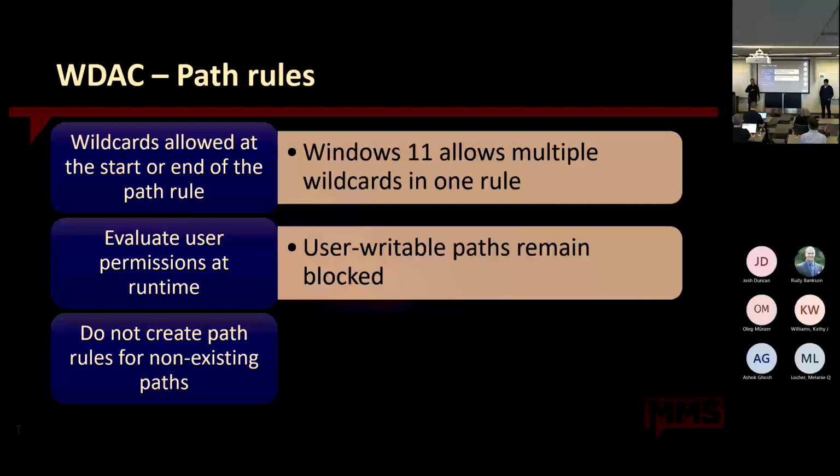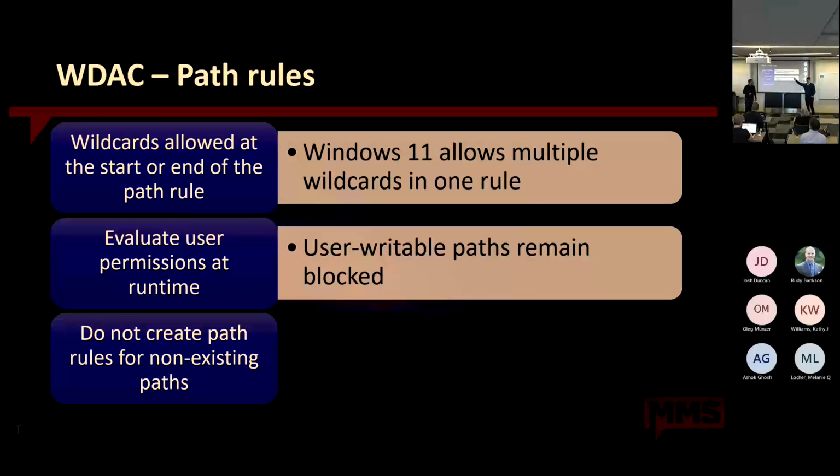This is evaluated at runtime, meaning that if suddenly you want to execute a file, WDAC will check if that path was user writable. If it was, it will block the file from executing. If it was not user writable, it will just go on and allow you to run it. Normally if you browse to Program Files, you are not allowed to write there, just read, and then it would allow it to execute. If you are allowed to write there, it will block it from executing.